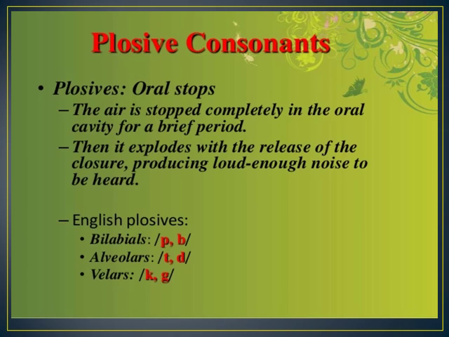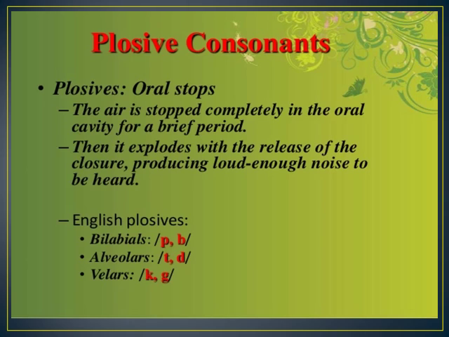For example, as I have given you the example earlier, when you say p, your lips come together and the air is blocked, and then a loud noise is produced when you explode the air. So the plosives are six. There are six plosives, and two are bilabials, two are alveolar, and two are velars.